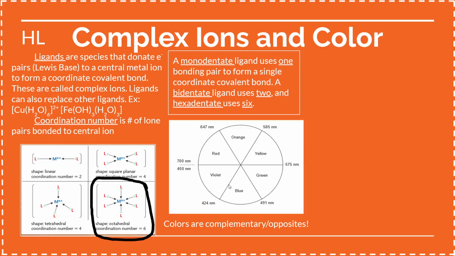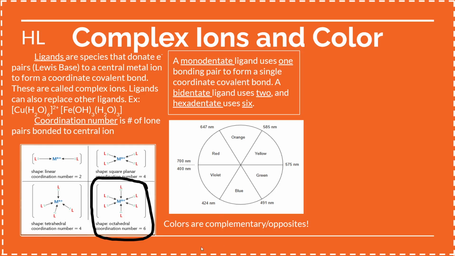So this is the color wheel. This is going to be the absorption spectra of visible light, right? And so it's going to go red, orange, yellow, green, blue, violet. And if you remember from S1 when we talked about the electromagnetic spectrum, you're going to have the wavelength of a photon, which is the light that you see. And as that wavelength goes down, you're going to increase in energy.